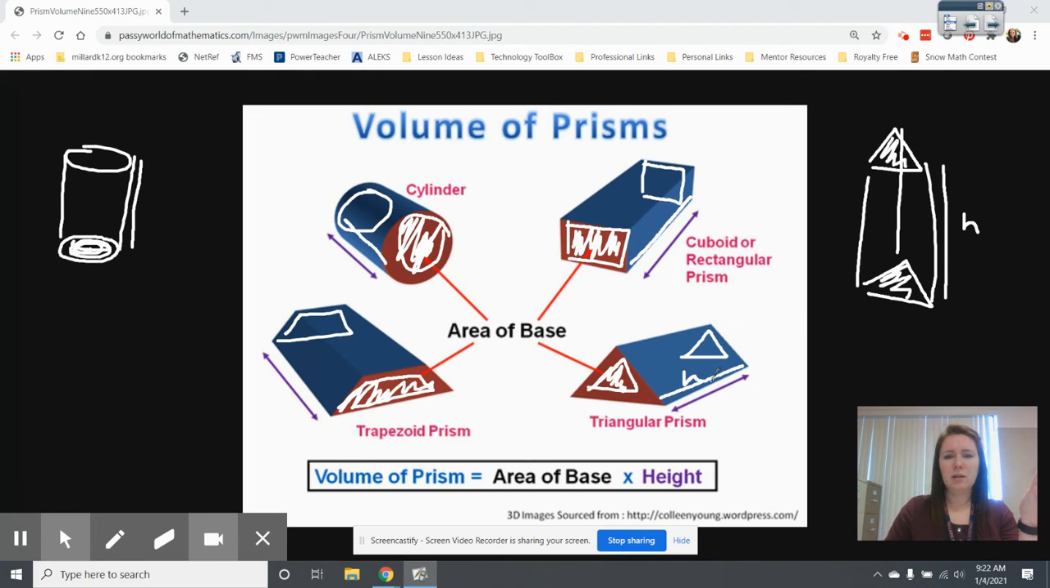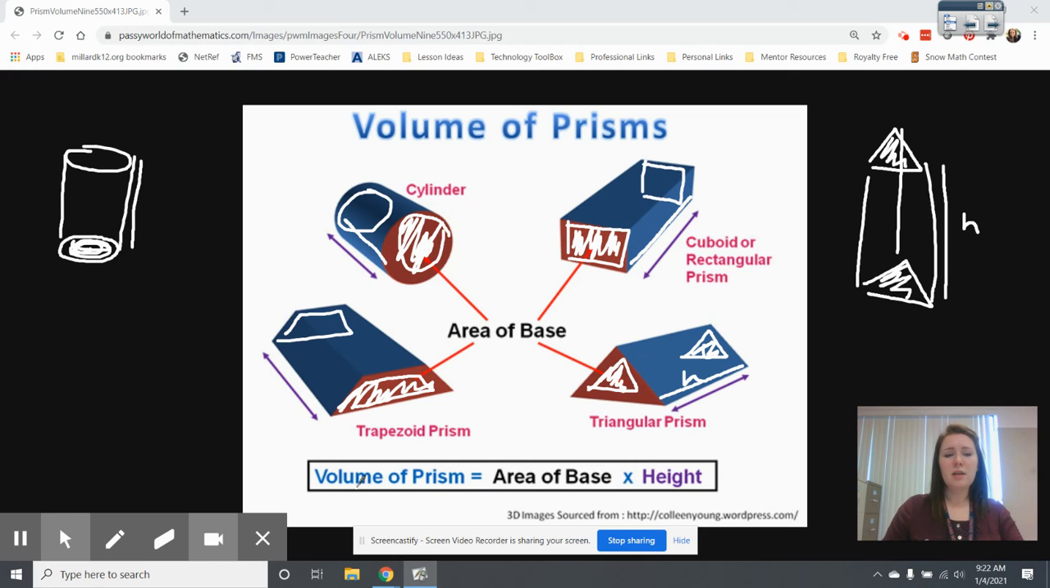Here, height might be a little trickier to figure out because it's the distance between the two parallel bases, but it doesn't look like a height. Whenever you say height, you think up and down. But in this case, the prism is on its side, so the height really looks more like a width, even though we still call it the height.